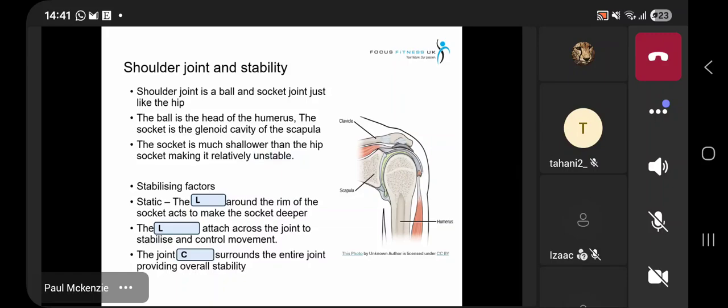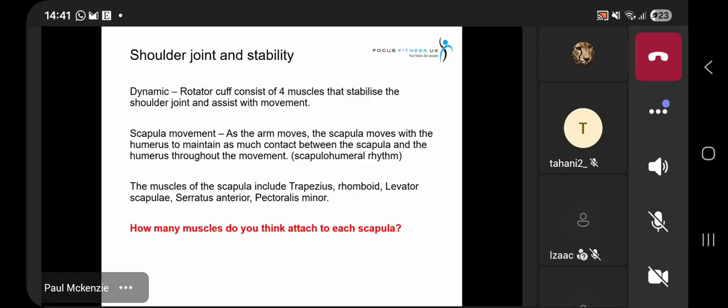Stabilizing factors. So what's around the rim of the socket acts to make the socket deeper? That was the labrum. And then we have bits of cartilage that attach and go across the joint to stabilize it. They're called ligaments. And then the joint capsule surrounds the entire joint, adding to its stability alongside the ligaments.